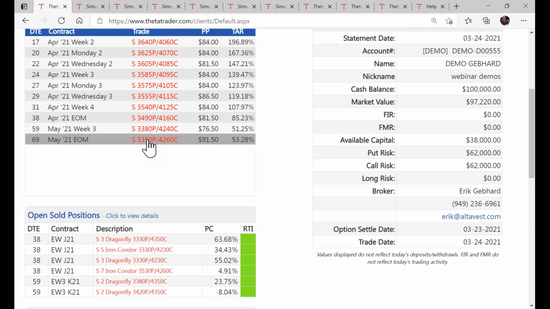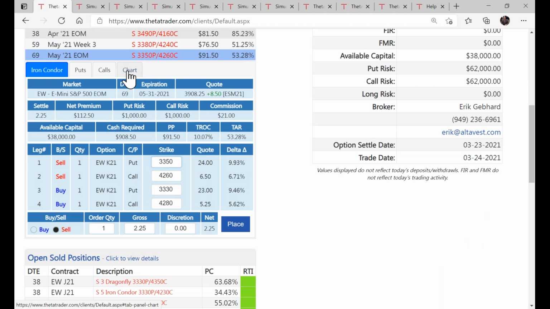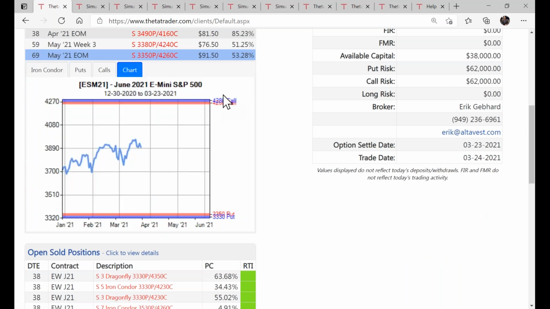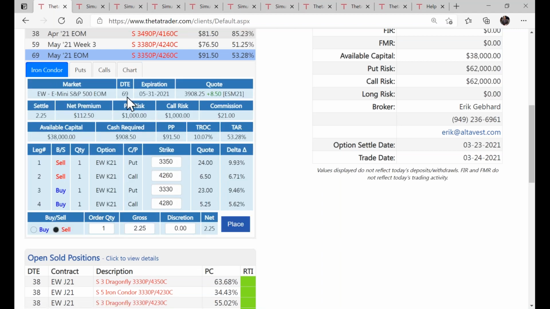So we click on it. You'll get an expanded view. First thing I like to do is look at a chart. So here's the call spread we're selling above the market and the put spread we're selling below the market. And you'll notice there's 69 days till expiration, gives you the expiration date, the settlement value, and your net premium collected. And we can jump down.